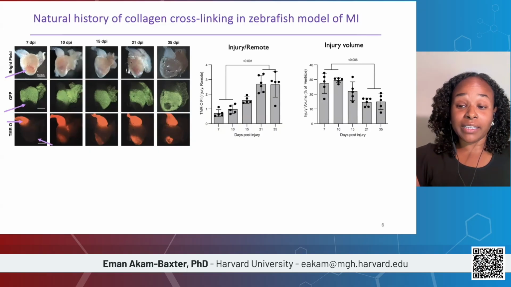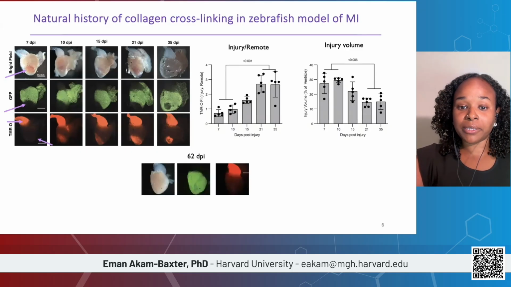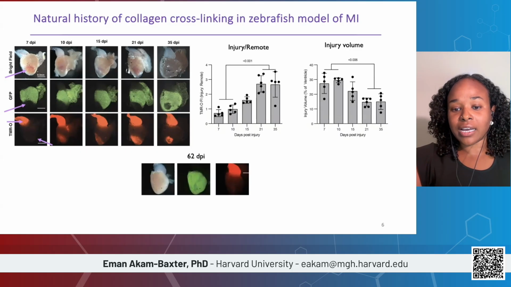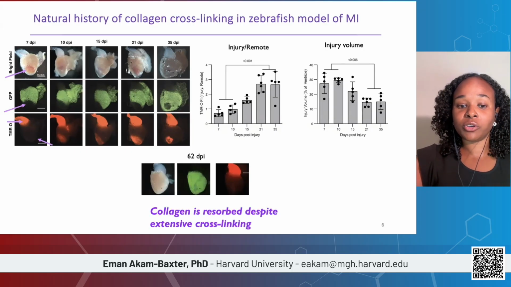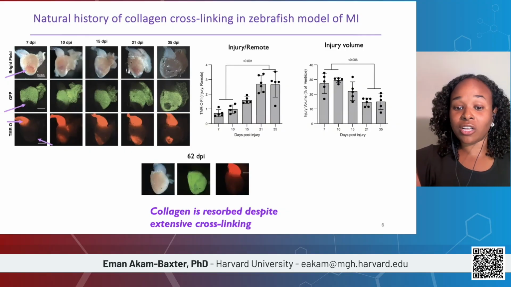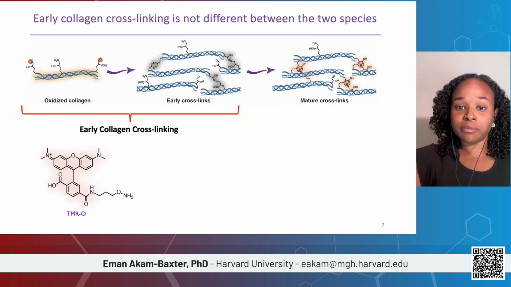But this is despite the fact that the injury volume is decreasing, so regeneration is happening. Then at 62 days after injury, the myocardium is completely regenerated. There's no longer scar tissue in the ventricle, and we don't see any accumulation of probe. So what this showed us is that despite extensive collagen cross-linking, the collagen is still being degraded and resorbed.